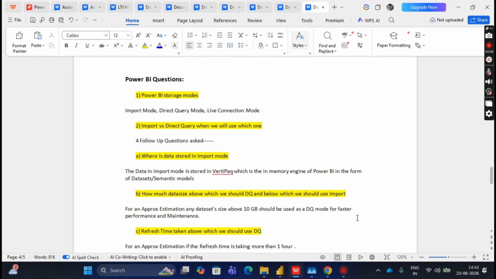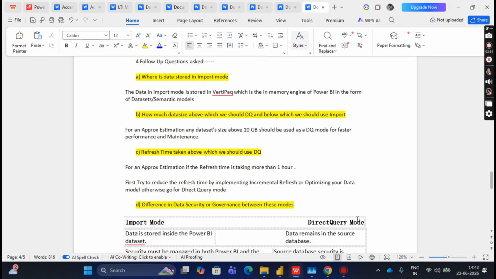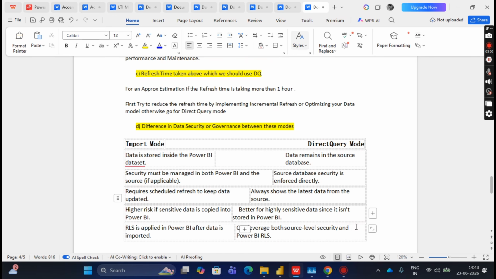Okay, then for the next question, what is the refresh time above which we should use direct query mode? For an approximate estimation, if the refresh time is taking more than 1 hour, first we will try to reduce the refresh time by implementing incremental refresh, or we will try to optimize our data model. We will optimize the data model by reducing unnecessary columns and changing the data types correctly. If that doesn't work, then we would choose direct query mode.